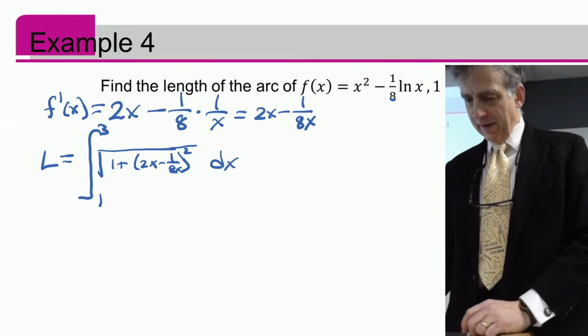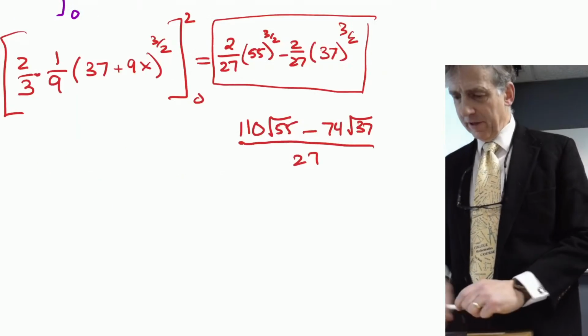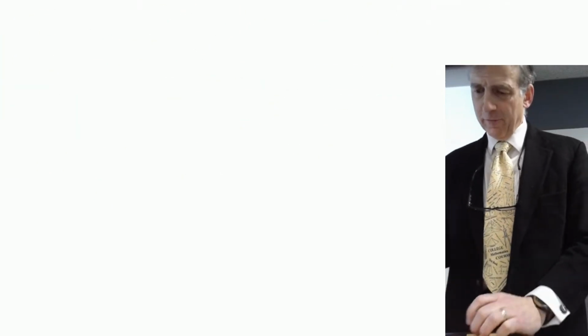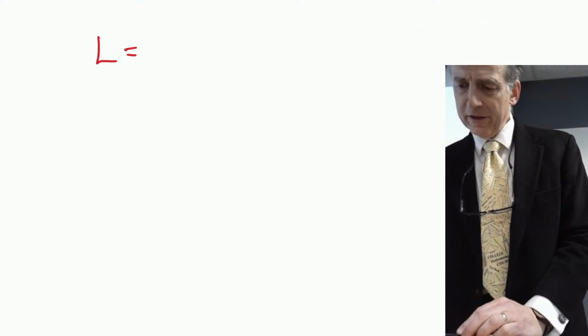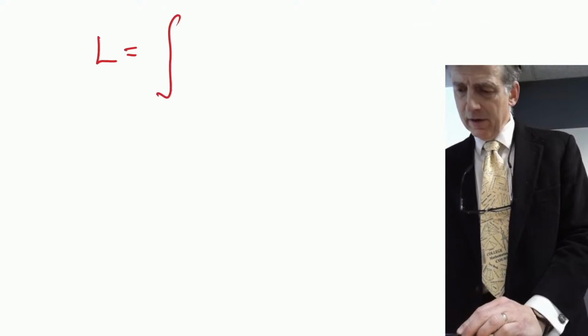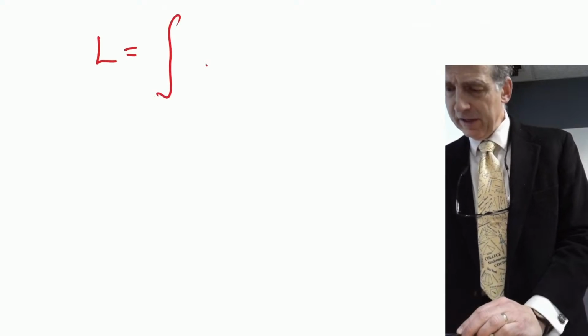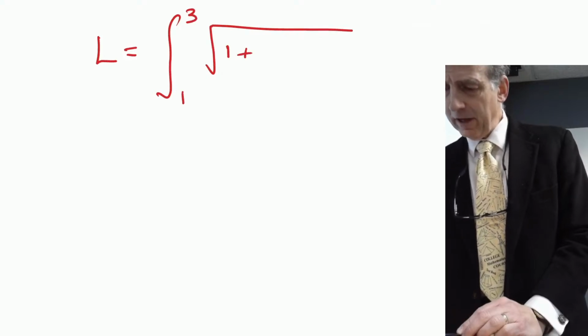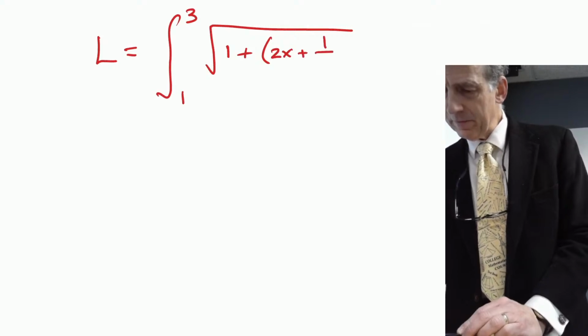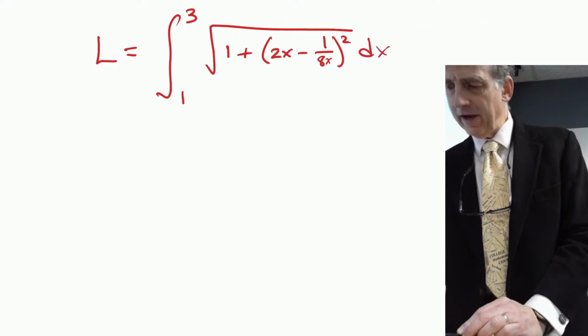Let me just copy this over to Notability so that I can have more room. So the arc length is the integral. Hunter, help me out again. What are the limits? 1 and 3. Oh, 1 and 3, okay. 1 and 3, 1 plus 2x plus 1, or was it minus? This is minus. That's right. Minus 1 over 8x, quantity squared, there.